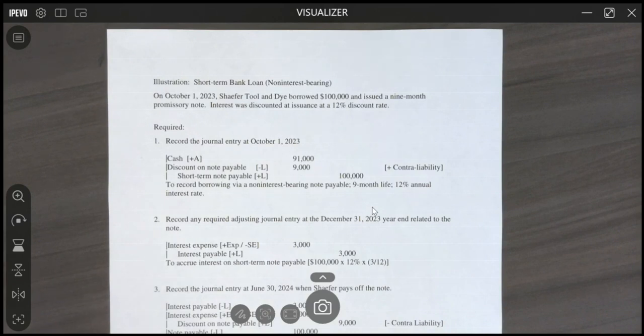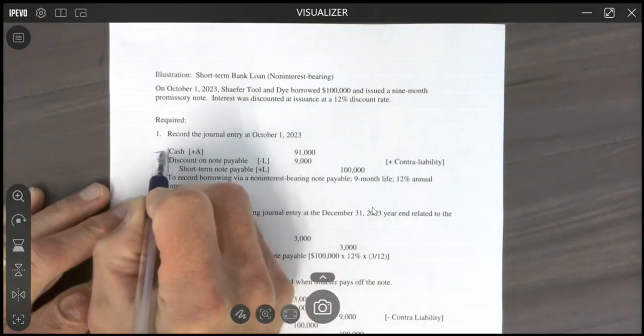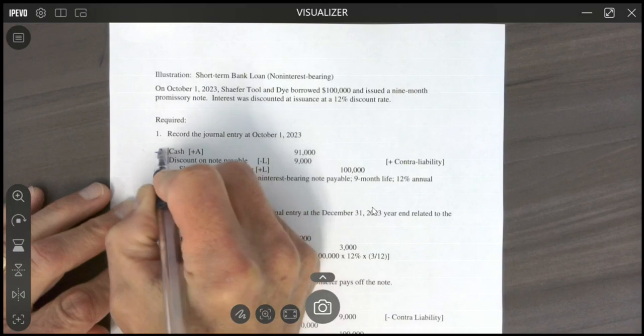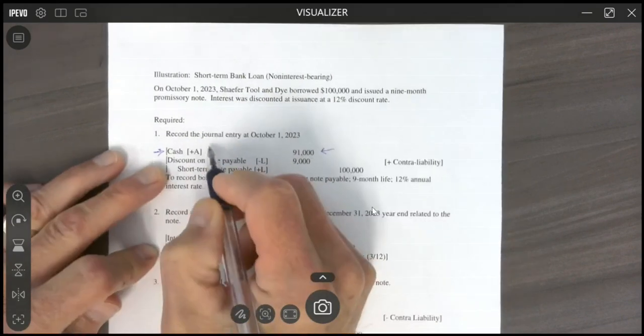So on October 1, 2023, Schaefer Tool & Die borrowed $100,000 and issued a 9-month promissory note, just like in the last case. But interest was discounted at issuance at a 12% discount rate. Okay, so in this case, what we're going to take home from the bank is $91,000. So that's the debit to cash, increasing the assets.